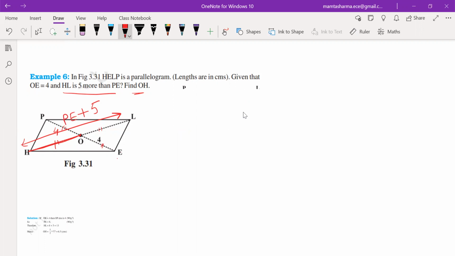Ma'am, HL is 5 more than PE. So we got 8 as the diagonal. 8 plus 5 is 13.